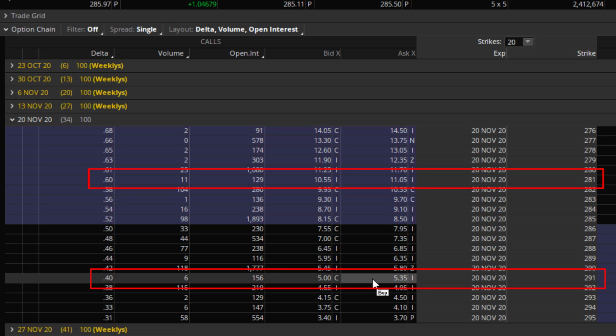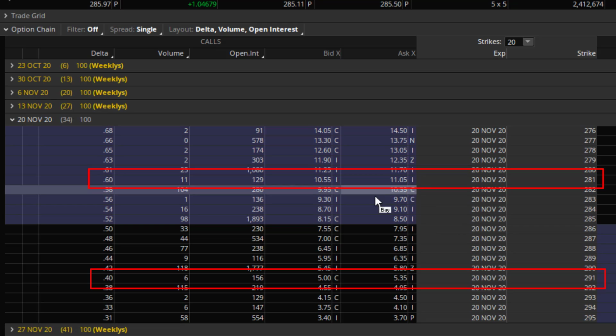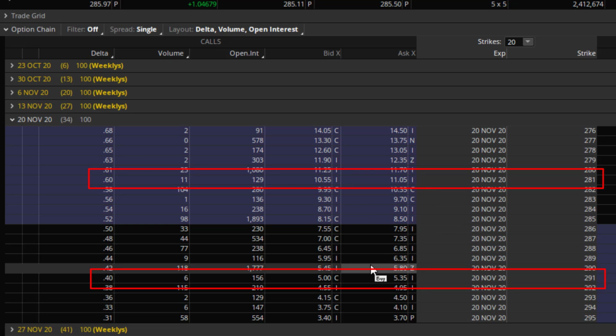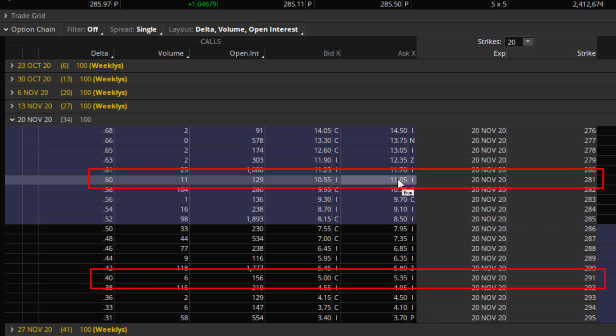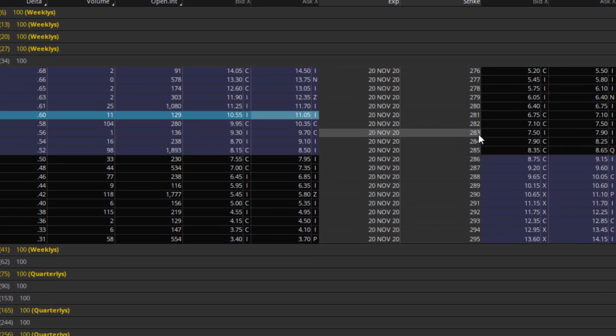$1,000 to get in. We're going to buy this option for $1,000, but then we're going to sell this delta 40 for, let's just call it $500, even though it's probably a little bit more. So the difference between these is about $5. It's a $500 spread. So let's do that. I'm going to buy a vertical.